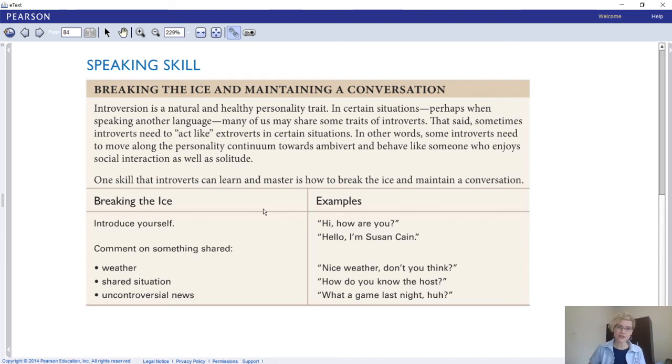Now, introversion is a natural and healthy personality trait, okay? Everybody's different, but we are all equally important. But in certain situations, perhaps when speaking another language, many of us may share some traits of introverts. If suddenly you have to speak in English or another language, you might feel uncomfortable. That said, sometimes introverts need to act like extroverts in certain situations. In other words, some introverts need to move along the personality continuum towards ambivert and behave like someone who enjoys social interaction as well as solitude.